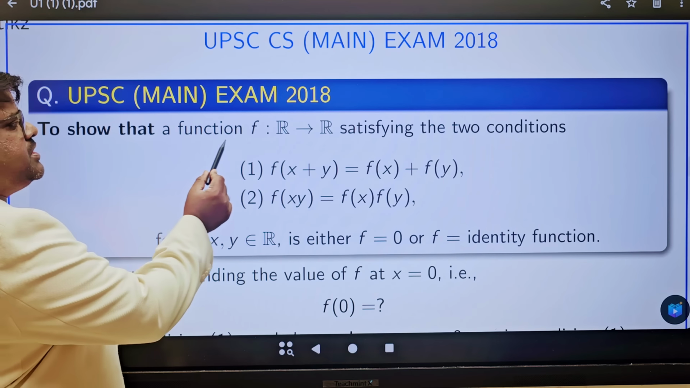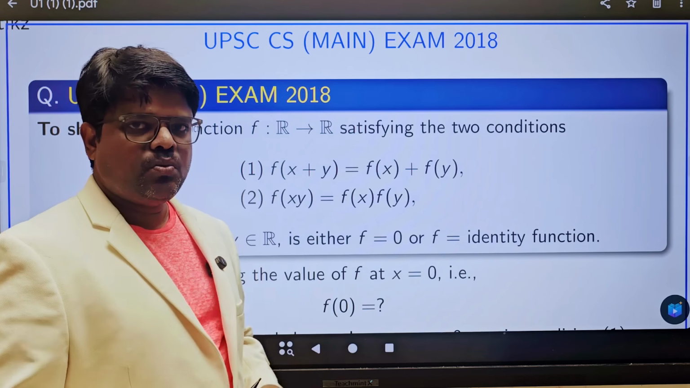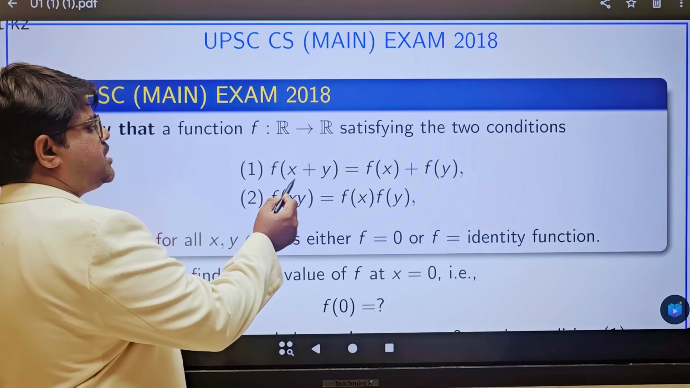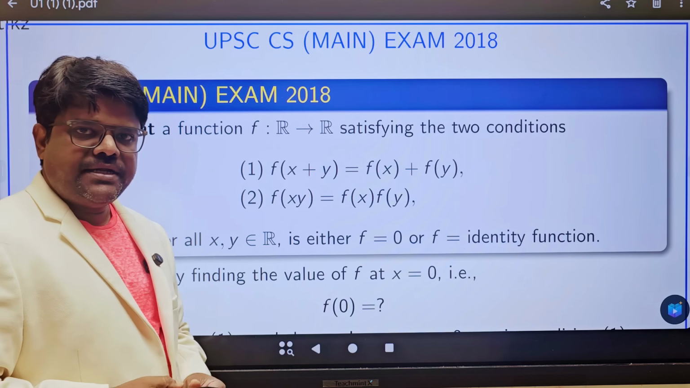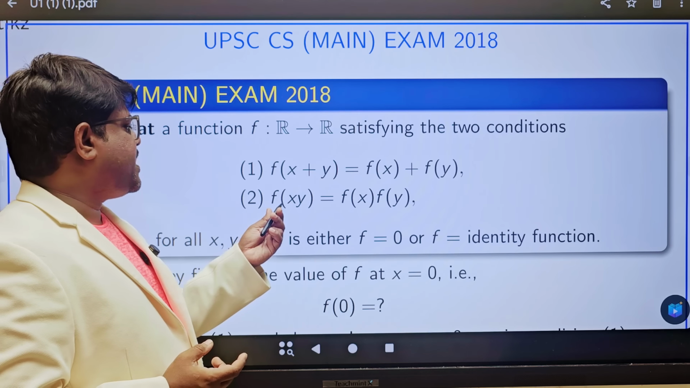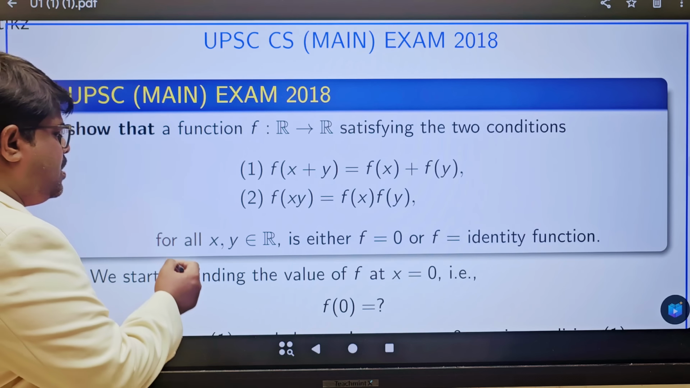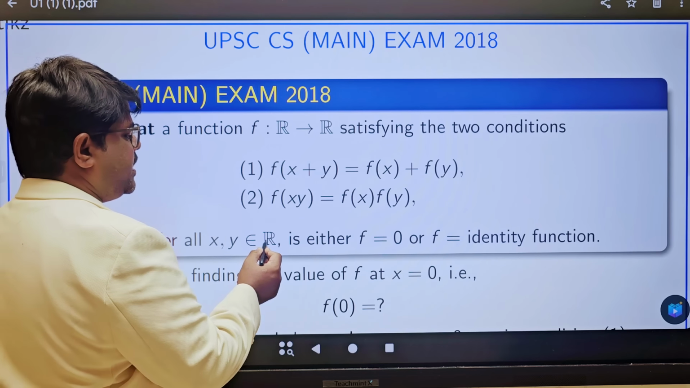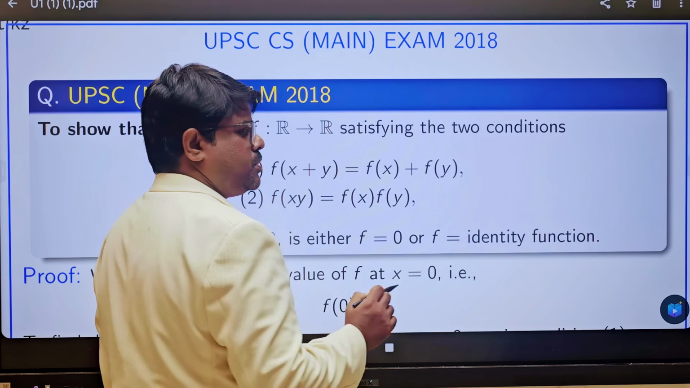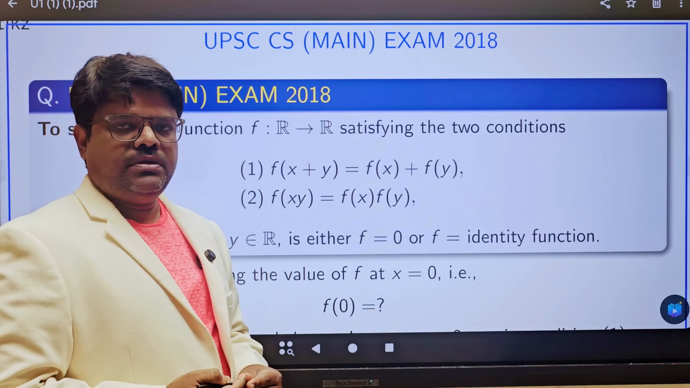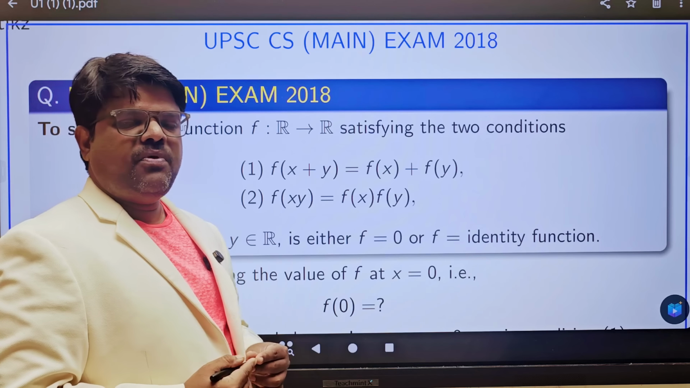Show that a function f from R to R satisfying the two conditions. Condition 1: f of x plus y equals f of x plus f of y. Second condition: f of x into y equals f of x into f of y, for all x, y belonging to the real numbers, is either f of x equals 0 or f of x equals the identity function. This is the question. How to solve this type of question?